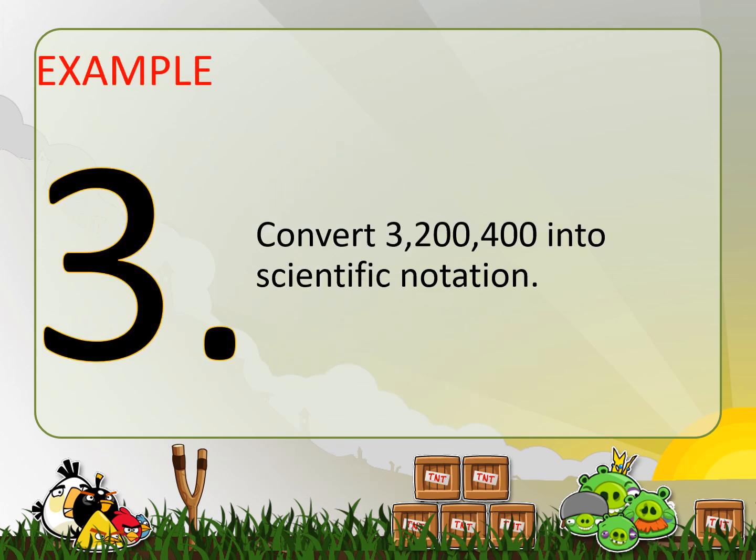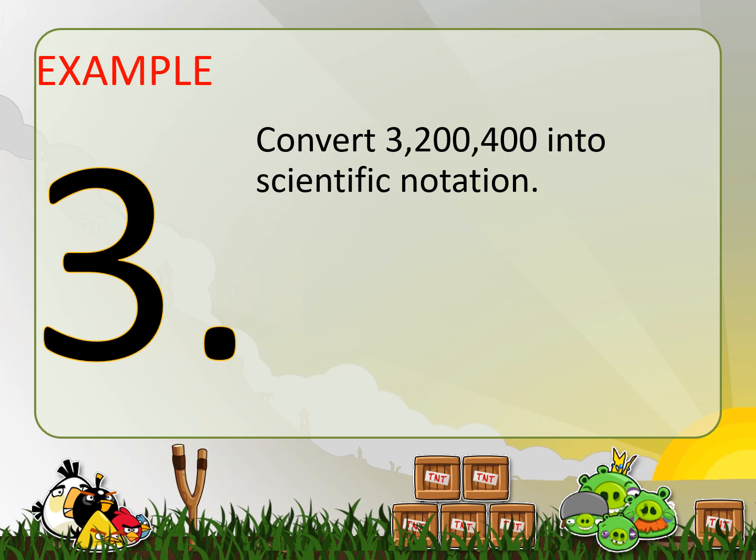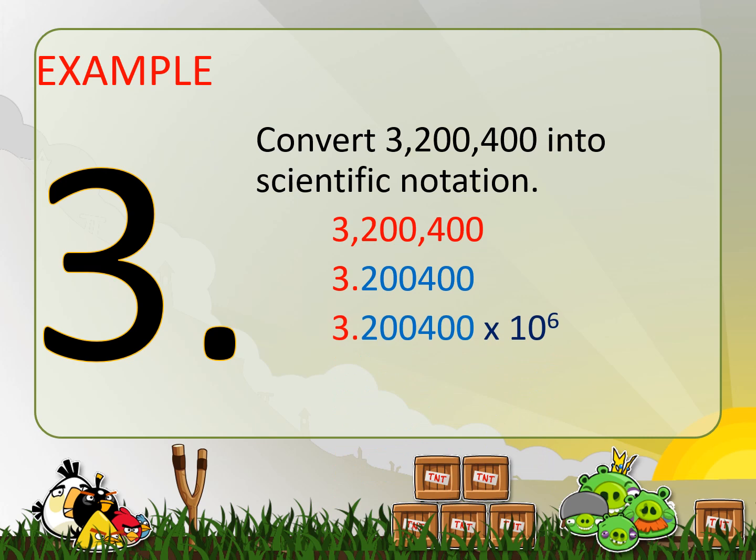Example number 3. Convert 3,200,400 into scientific notation. Position the decimal point to get a number between 1 to 9. Count the number of places the decimal point moves to get the number between 1 to 9. Write the number as a product between 1 and 9 to a power of 10 using the number of spaces the decimal point moves as your exponent. Get the two decimal places. Since the decimal point was moved to the left, the exponent is positive.